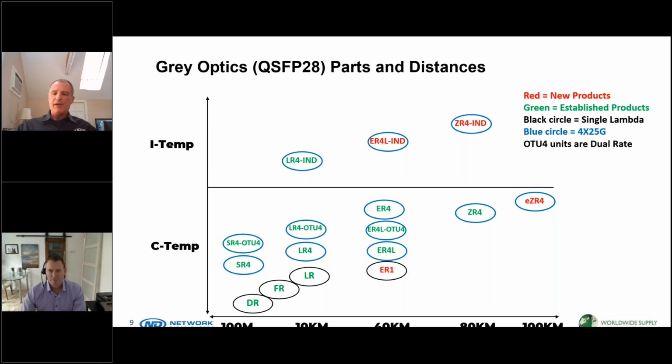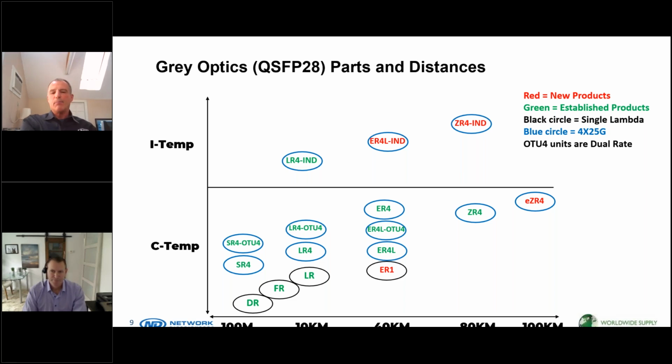So in ER4L industrial and ZR4 IND, last December, there was really no one actually deploying ZR4 INDs from our perspective because we didn't have the products. When they became available, now a lot of people are asking for them. What's also new is the EZR4. That's extended ZR4. That's a 100-kilometer part.